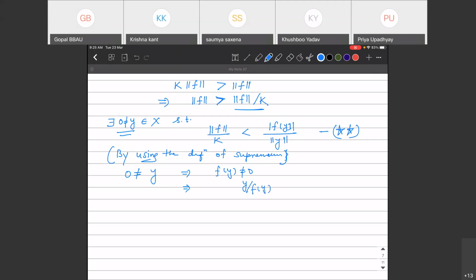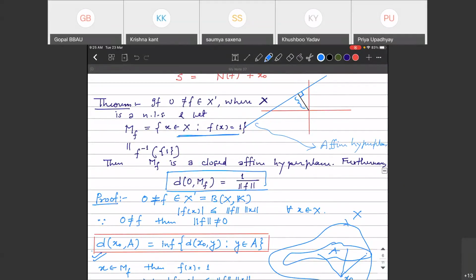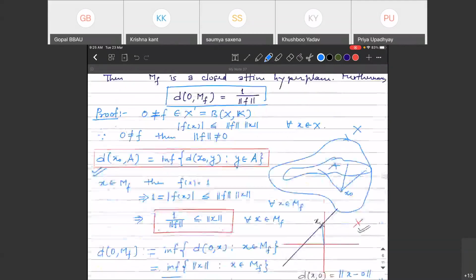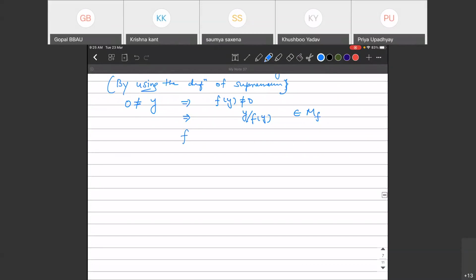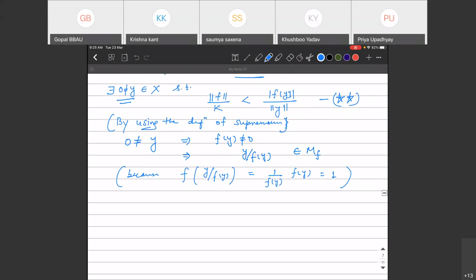y by f(y) belongs to M_f. How? Because by definition of M_f, M_f is all those points x such that f(x) equals 1. So if you use the definition f of y by f(y), you know f(y) is a scalar, it will come out, giving f(y) over f(y) equals 1. Because of this, y by f(y) belongs to M_f. Correct? Yes, sir.